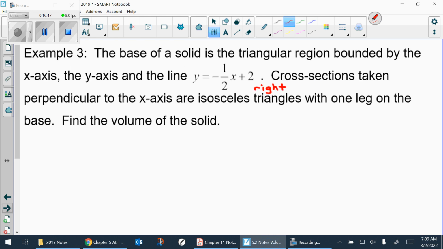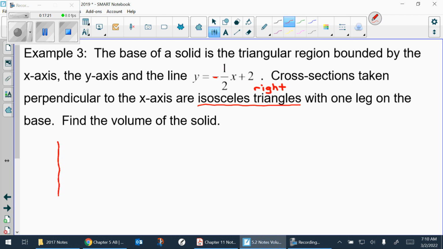All right, let's take a look at another one. But this one, the base of a solid is a triangular region, so it's not circular anymore. Bounded by the x-axis, the y-axis, and this line, y equals negative 1/2 x plus 2. Again, cross sections perpendicular to the x, but this time they are isosceles triangles. Two sides are the same, with one leg on the base.